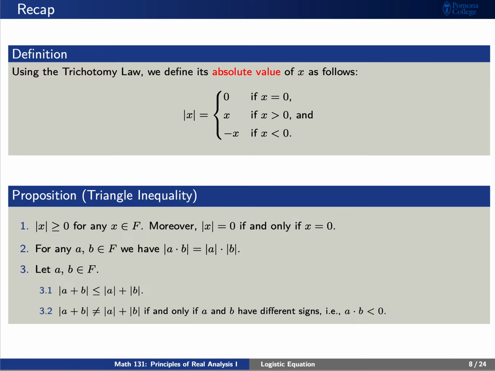With this definition, we found a few properties. First, the absolute value is always greater than or equal to 0, where the absolute value is equal to 0 if and only if x is 0. Second, the absolute value is multiplicative. That means that the absolute value of a product is the product of the absolute values. And third, we have the triangle inequality. That is, the absolute value of a sum is less than or equal to the sum of the absolute values.